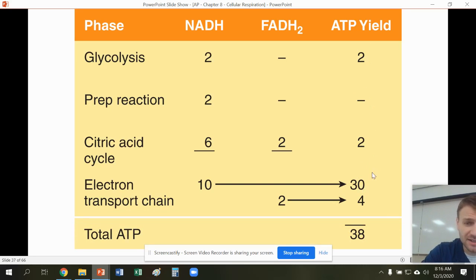So if we add everything together, we get 2 ATP at glycolysis, none at the prep step, 2 at the Krebs cycle, and 34 at the electron transport chain. It's 38 ATP for every glucose.